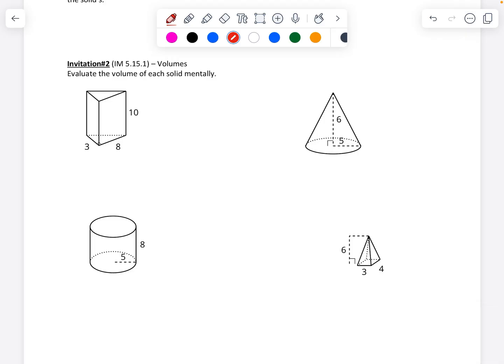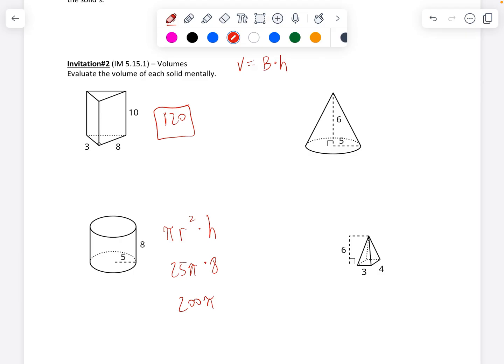So volume is always going to be, for a prism and cylinder, the area of base times the height. So the area of base for this first one is 24 over 2, which is 12, times 10, it's 120. Because the area of the base is 12, and then the height is 10. For the cylinder, we know that it's going to be pi r squared times the height. So this is going to be 25 pi times 8, which is going to be 200 pi.